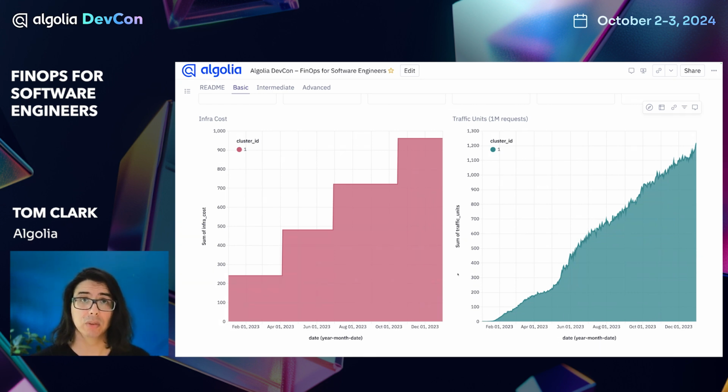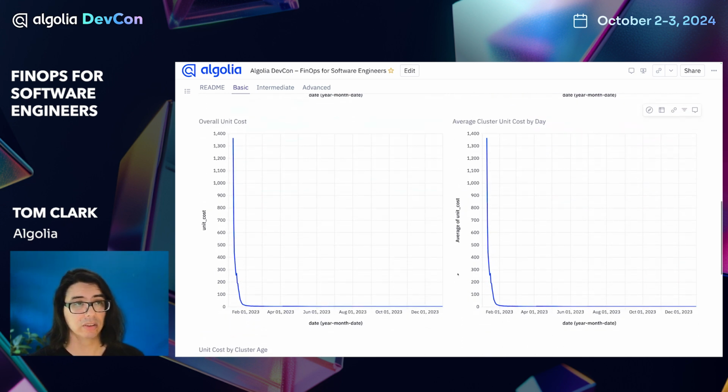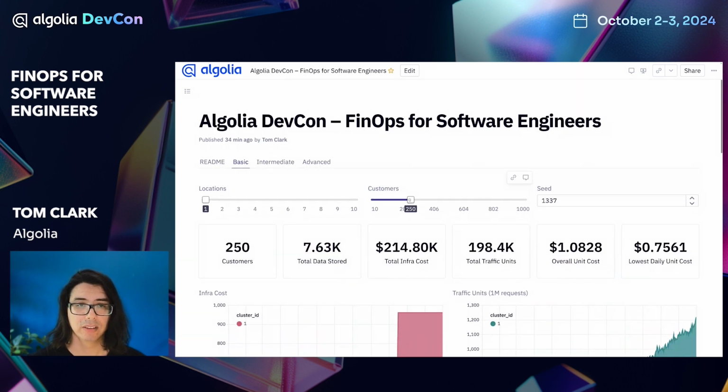When we divide these two, we get unit cost, and our overall unit cost looks like this. So it's extremely high in the beginning, very quickly starts to head towards zero. We only have one cluster, so our average cluster cost looks the same. So let's add more customers. What happens when we add more customers?